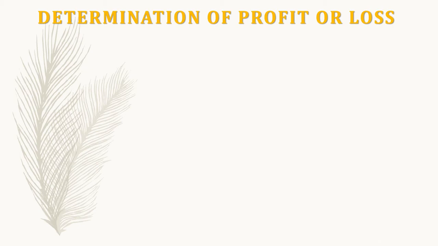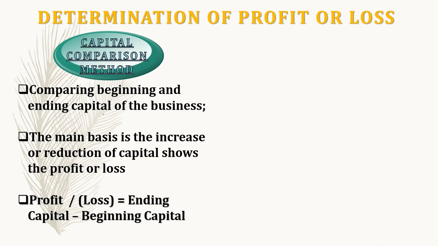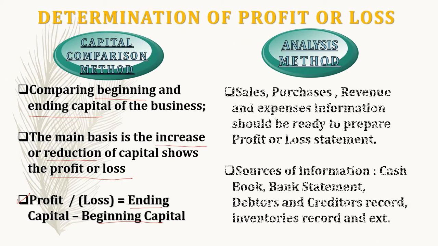So how do we determine the profit or loss in chapter 11? There are two methods that can be used. One is the simple one, that is the capital comparison method, where you compare the beginning and the ending capital of the business, and the main basis is to see whether you got an increase or a decrease, that is the reduction, which shows the profit or loss in the business. So to get the profit or loss in this method, we need to minus the beginning capital from the ending capital. The other method that we're going to use is the analysis method.